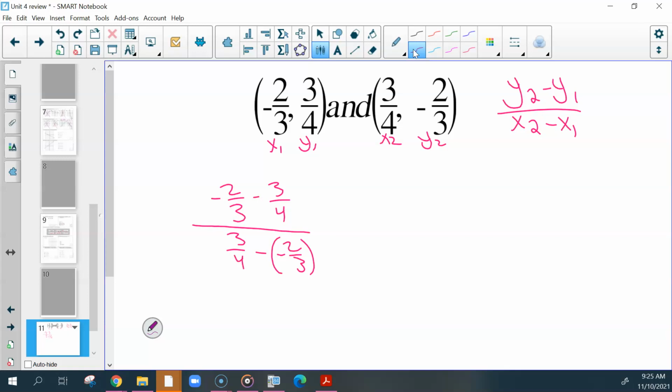So by hand, we would need to get common denominators for everything. What would a common denominator for these be? 12. I need to multiply this by 3 and this by 4. And then same thing in the denominator, multiply this by 3 and this by 4. Really quickly, before I do that, I'm going to change this bottom part so that it's plus. That way I don't have to worry about it later. You can still keep going though.